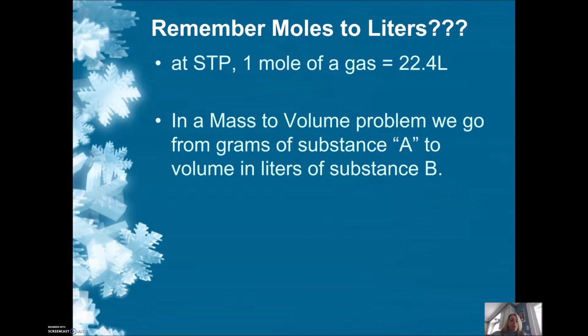Well, in stoichiometry, in a mass to volume problem, we're going to start with mass, so grams of some substance A. We're going to go through our heart so that we can convert from substance A to substance B. And then we're going to end up by multiplying by our 22.4 to get to our substance B.